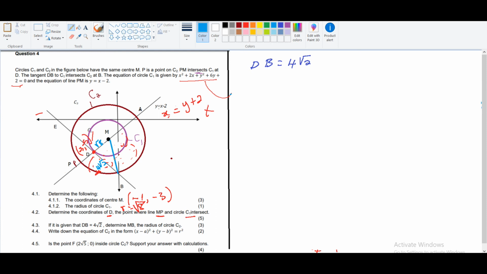Now go back to your Euclidean geometry, your circle geometry, to your theorems. Now you have a radius and a tangent. What is the relationship between a radius and a tangent? I'm sure, my beautiful learners, you know that the radius is perpendicular to the tangent. So what do you have now? What kind of triangle do we have here? You have a right angle triangle.